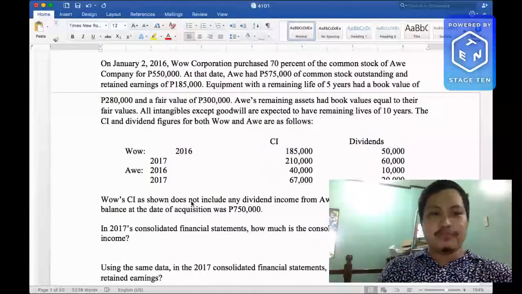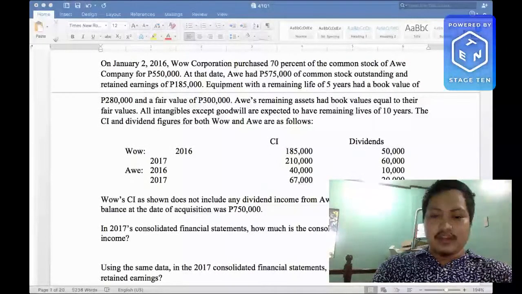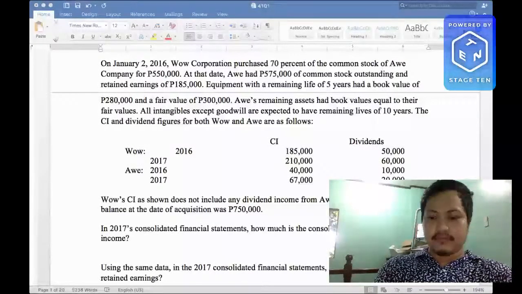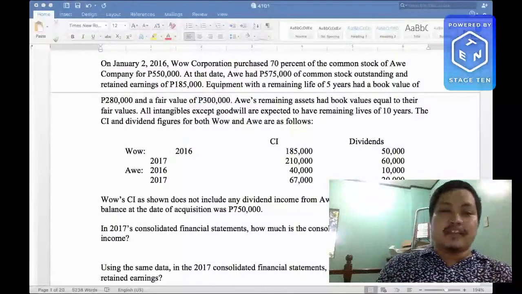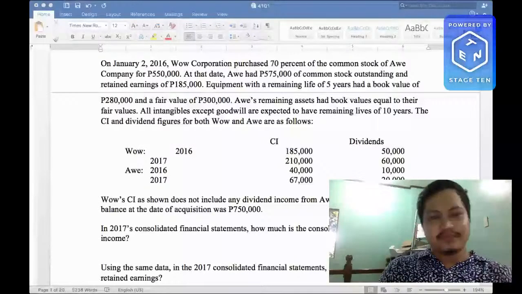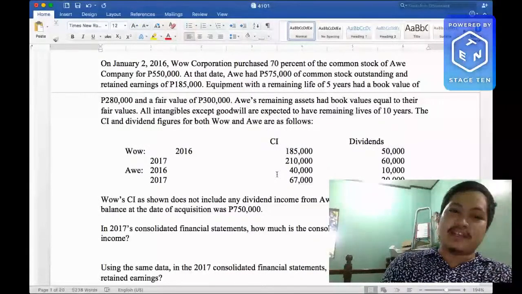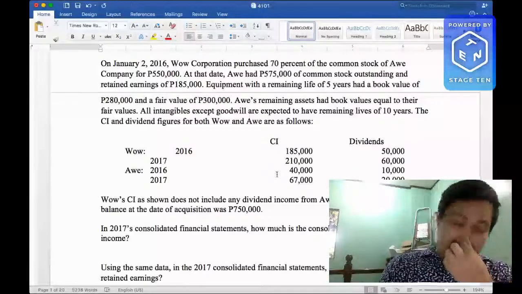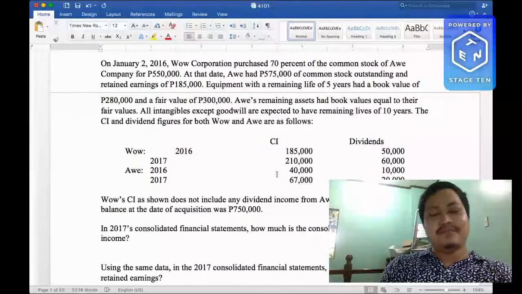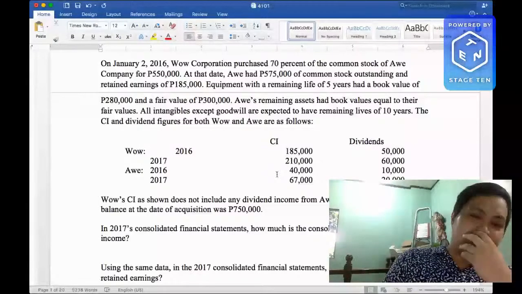Let me just check my computation. 280 divided by 5. Sorry, 56. Sorry, because it's not 48, it's 56. In the eyes of the subsidiary, the depreciation expense is 56,000. 280 divided by 5 will give you 56,000. While the depreciation expense, as far as the consolidated entity is concerned, is 60,000.